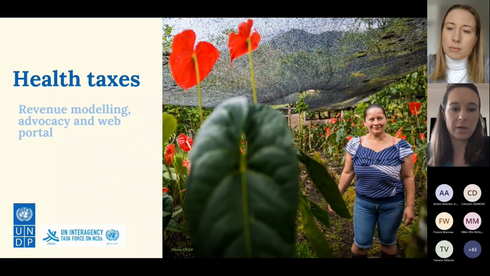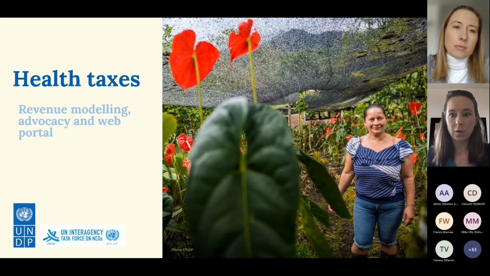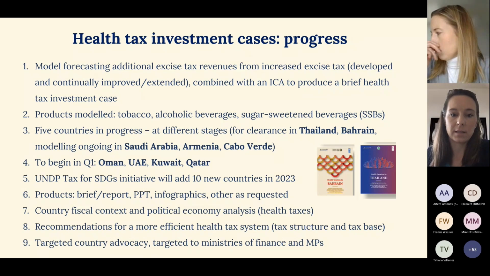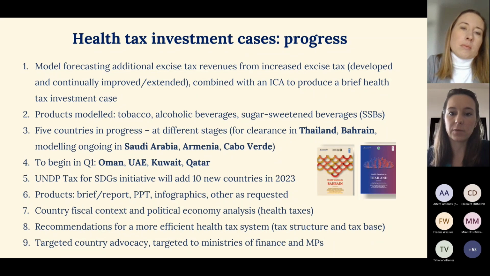So I would like to quickly summarize what we have done in the field of health taxes. For now, UNDP has developed a model that estimates additional revenue that comes from excise tax rates increase. We focus for now on three product types: tobacco, alcoholic beverages, and sugar-sweetened beverages.